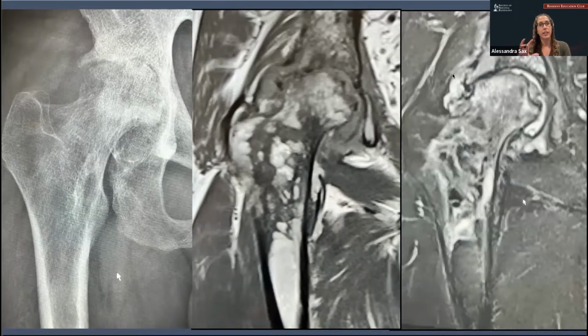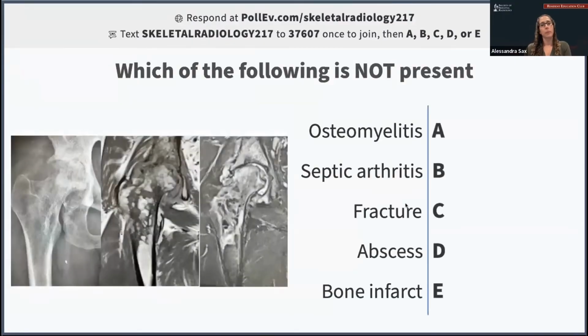And you can see there's thick synovium, lots of edema at the femoral head, marrow replacement, and some areas of enhancement and non-enhancement along the intertrochanteric region and femoral neck, and diaphysis. I'm just going to leave these images here for a little bit, just so you can take a longer look at them, and then move on to our Poll Everywhere slide. All right. Which of the following is not present?